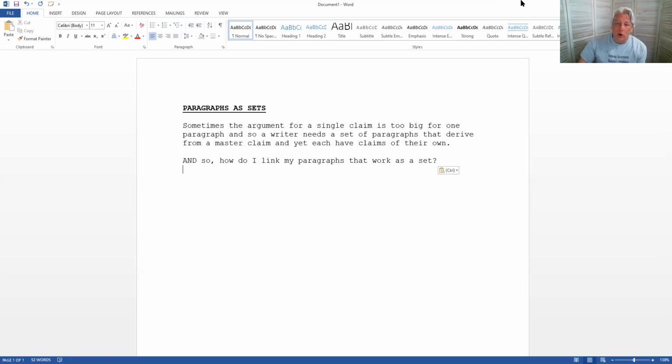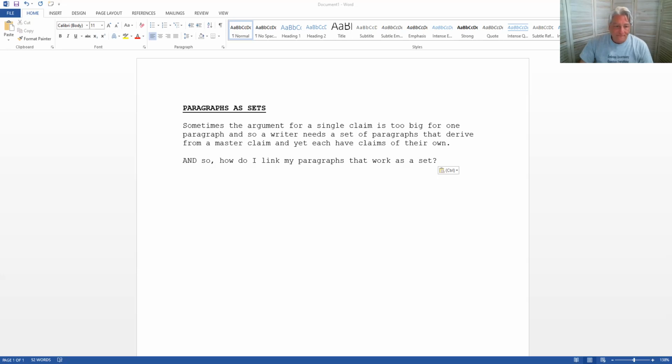Paragraphs as sets. Sometimes the argument for a single claim is too big for one paragraph. And so a writer needs a set of paragraphs that derive from a master claim, and yet each paragraph has a claim of its own. So how do I link my paragraphs that work as a set? Because, to emphasize, each paragraph still has to have a claim of its own.